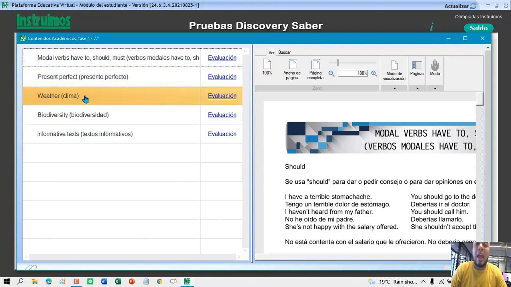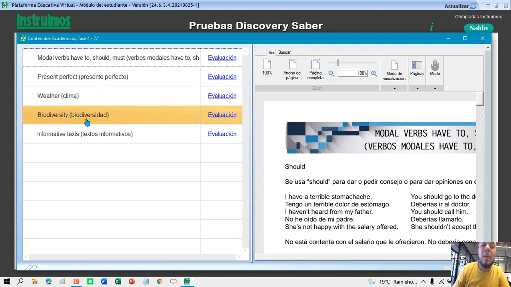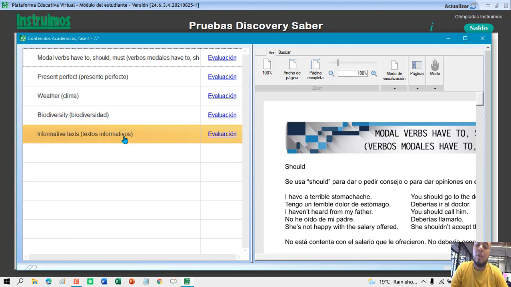Then we're going to have some vocabulary about the weather and also some vocabulary about biodiversity. And of course, as we all know, we're going to have a topic regarding informative text. So that's what we're going to pay attention to.